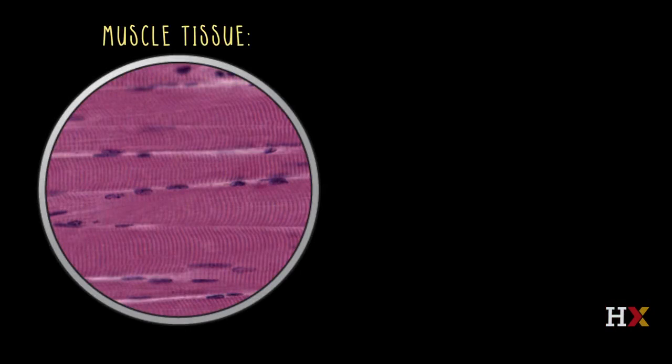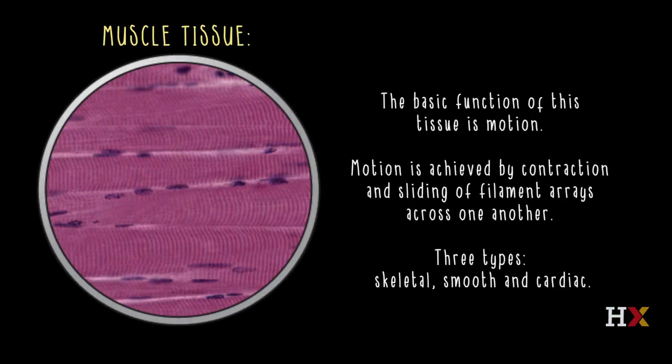In contrast, muscle and nerve are very active tissues. The basic function of muscle tissue is motion. We'll look at the individual tissues in more detail when we get to the particular cases in which they play an important role in understanding the case.